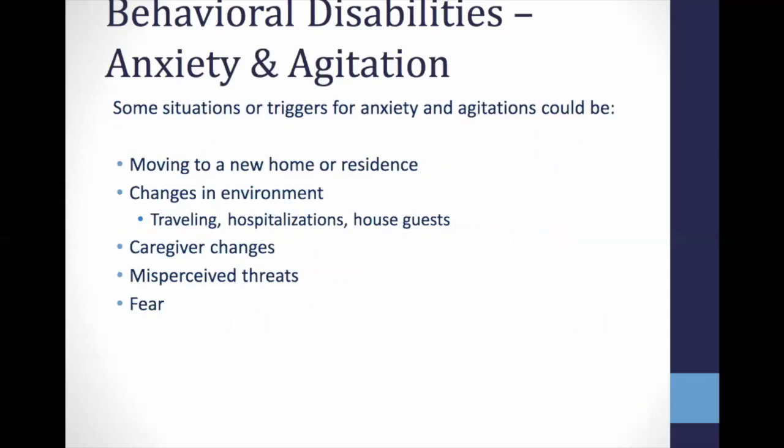Some situations or triggers for anxiety and agitation could possibly be moving to a new home or residence. Those big changes are hard. Changing the environment, traveling, hospitalizations, having house guests, things that are out of the norm can really be difficult for your client with dementia. Caregiver changes, when people go on vacation, we have to bring somebody else in. It disrupts their routine. It's a new person that they're unfamiliar with. It can really be a tough time for your client there as well.